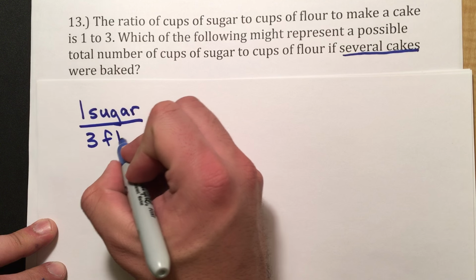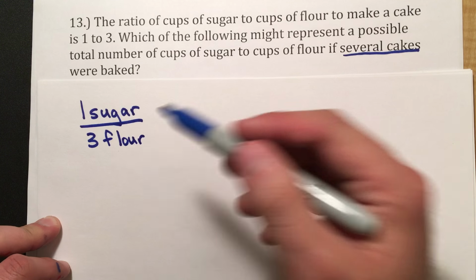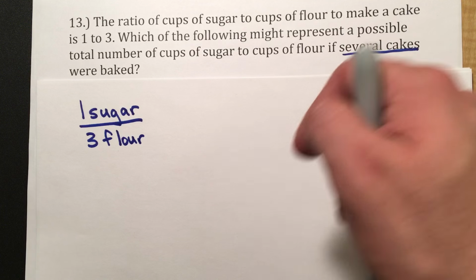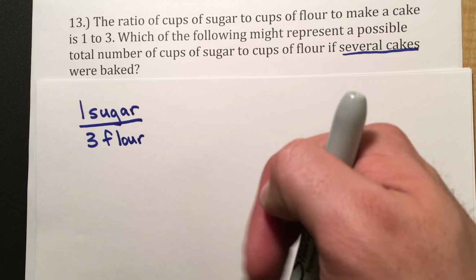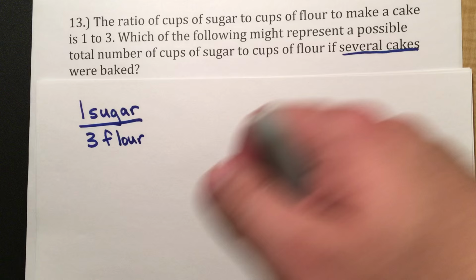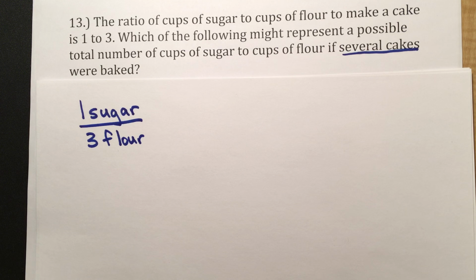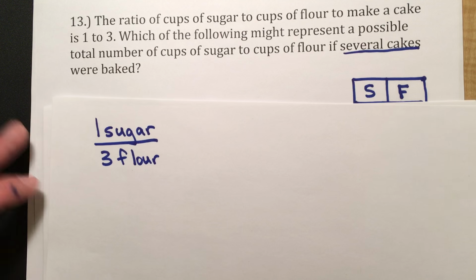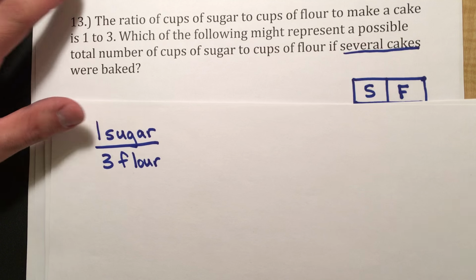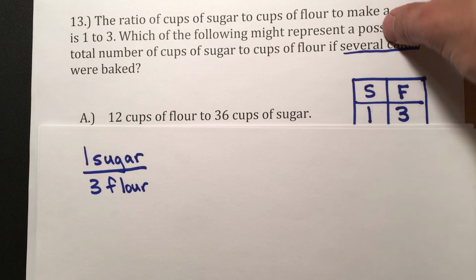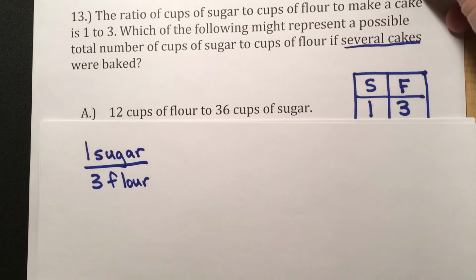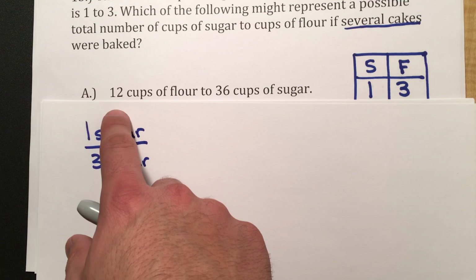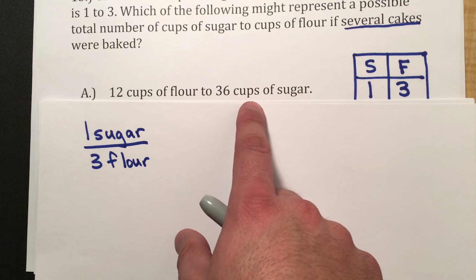Now I can't stress how important it is. Please label your units, because if you don't label your units, you might get your answer wrong. You might start flipping your ratios around. So this is one way that we can solve this. We're going to go through all of our answer choices and see which ones match by forming 2 equivalent ratios. So here it says that if we were to have 12 cups of flour, we need 36 cups of sugar.